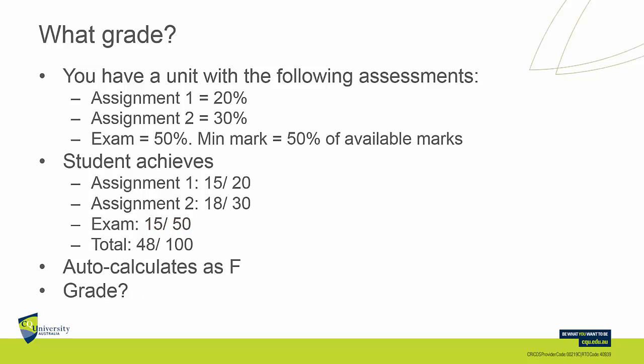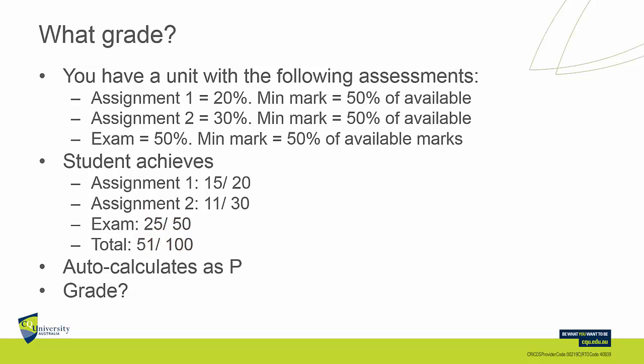In this scenario, it's almost the same, except the student has received an overall mark of 48 out of 100, and therefore Moodle will auto-calc to a fail. However, again in this scenario, as a student has only failed the examination and has a mark of 44.5 or above, the student is eligible for a supplementary exam.